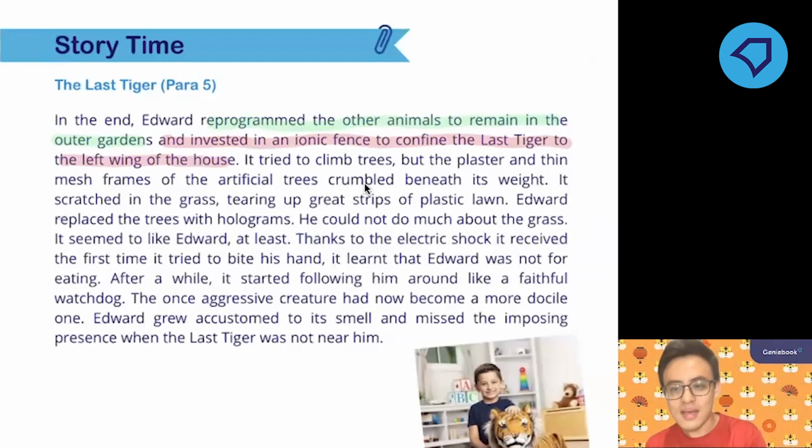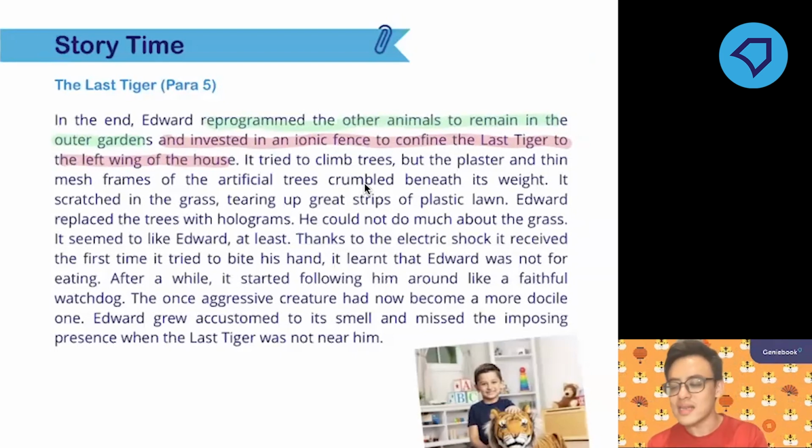Okay, it tried to climb trees, but the plaster and thin mesh frame of the artificial trees crumbled beneath its weight. It scratched in the grass, tearing up great strips of plastic lawn. Edward replaced the trees with holograms. So at first it was plastic trees, now it's not even plastic, it's just light. Okay, he could not do much about the grass.